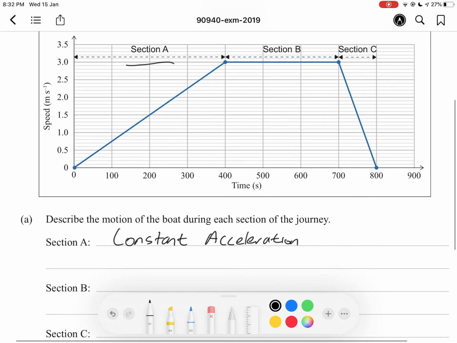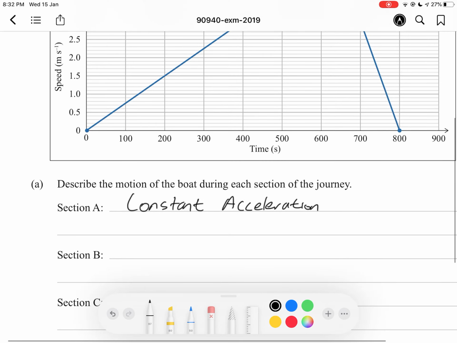Alright, section B goes from 400 seconds to 700 seconds, and in section B, the speed remains constant at 3 meters per second, so it doesn't change. When the speed doesn't change over time, that means it's maintaining a constant speed. So for section B, we're just going to say constant speed.